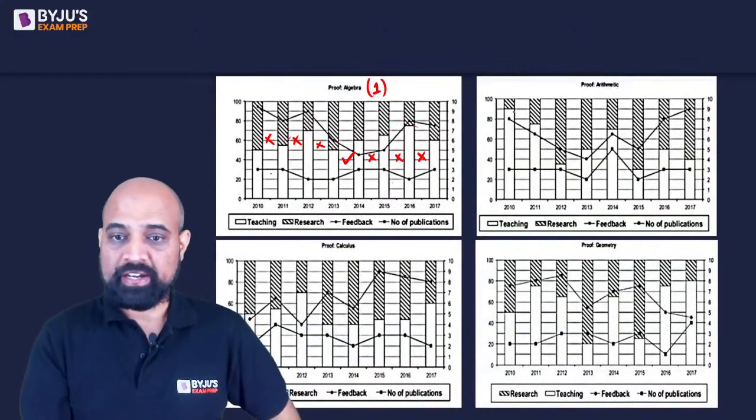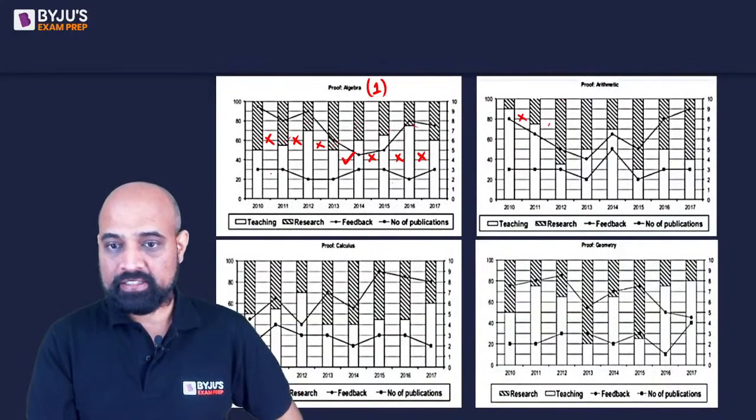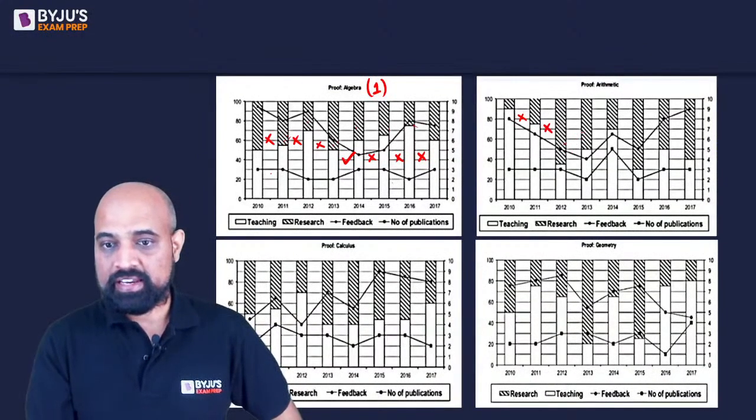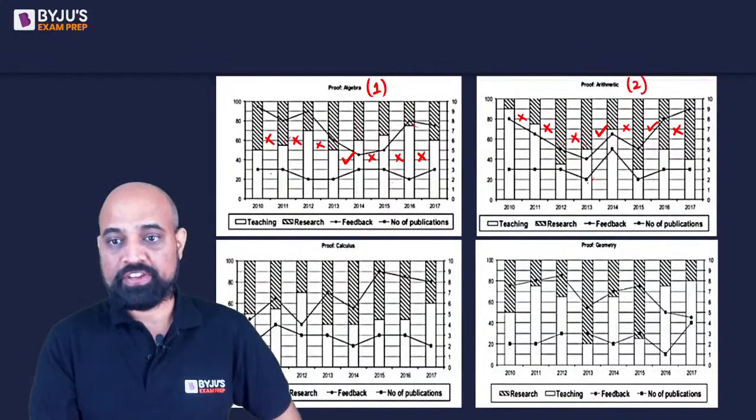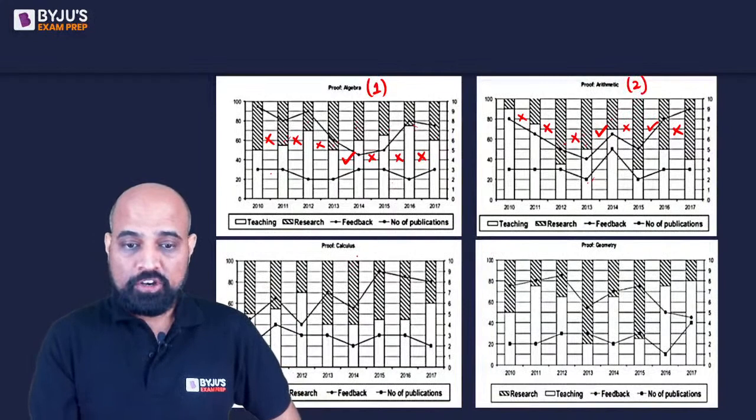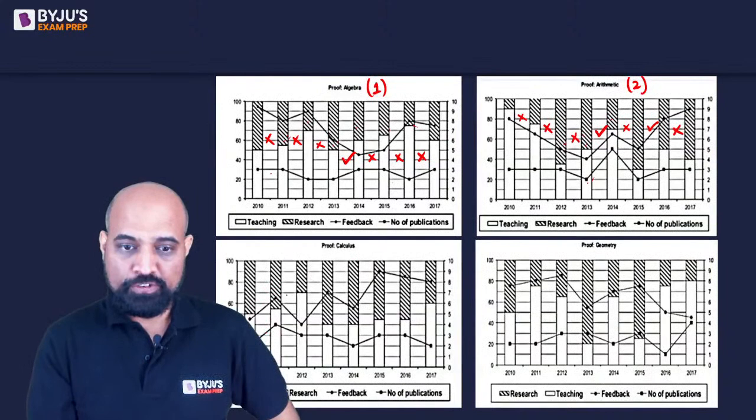Professor Arithmetic. Effort has increased, can't take this. Effort decreased, but feedback has decreased. Decreased effort, but feedback has increased. Decreased effort, and feedback has also increased. Here effort has increased. So for Professor Arithmetic, we have 2 such instances. For Professor Calculus, effort has decreased and feedback has increased, so we can take this. Effort decreased, feedback decreased, can't take this. Effort increased, can't take this. Effort remained the same, can't take this.